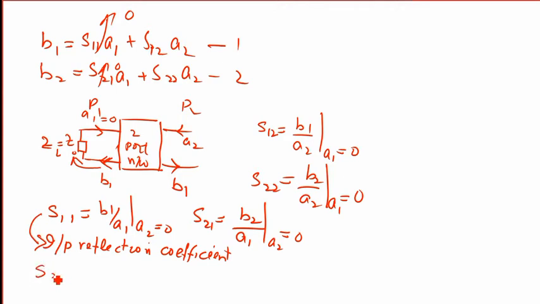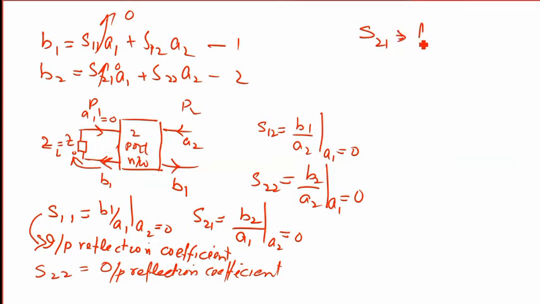Similarly, S22 is the output reflection coefficient. S21 is the gain or the forward gain. And it also gives us information about insertion loss.